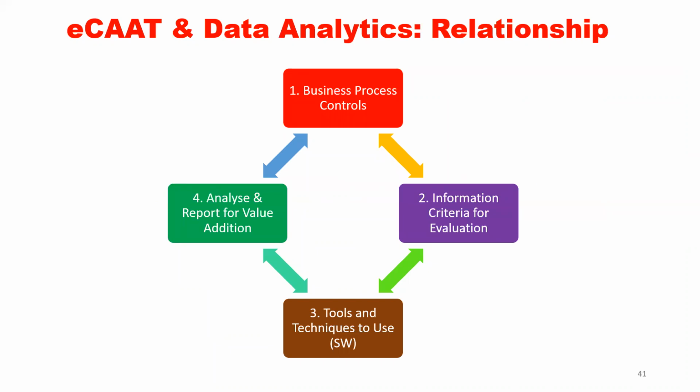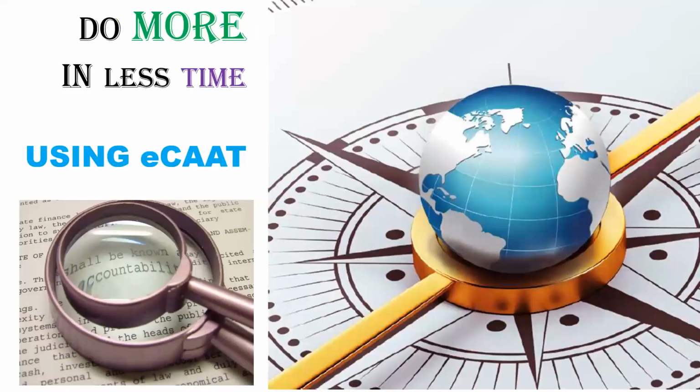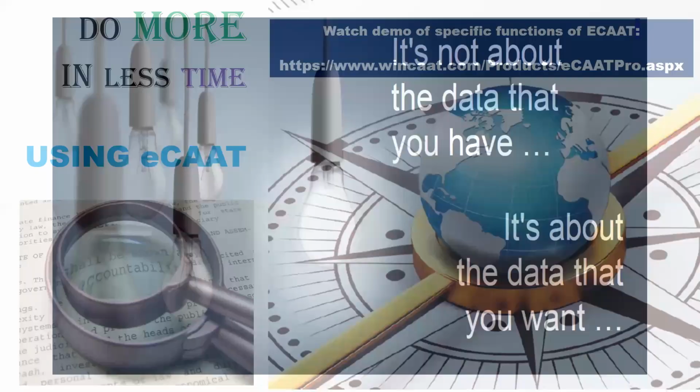Now, if you summarize all the discussion we had so far, when you're using data analytics, you need to understand the business process controls, identify what is the information criteria which you're going to use for the purpose of evaluation or the audit test you're going to perform, identify the tools and techniques you want to use, and then you analyze the reports for validation. So you can do more in less time using eCAAT software.